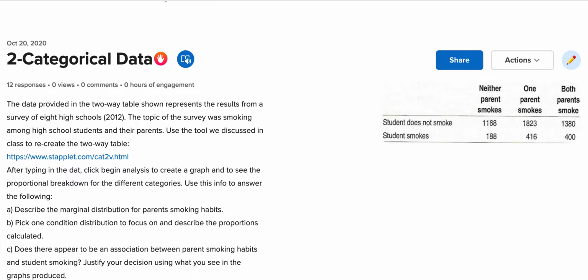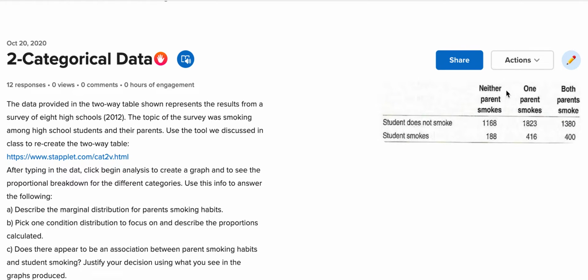I also recommended that you take the applet that we've worked with lately and create a two-way table that corresponds with this so that you could have a graph and the proportions that we need to go along with making decisions. And there's some questions down here. We'll go over those shortly.